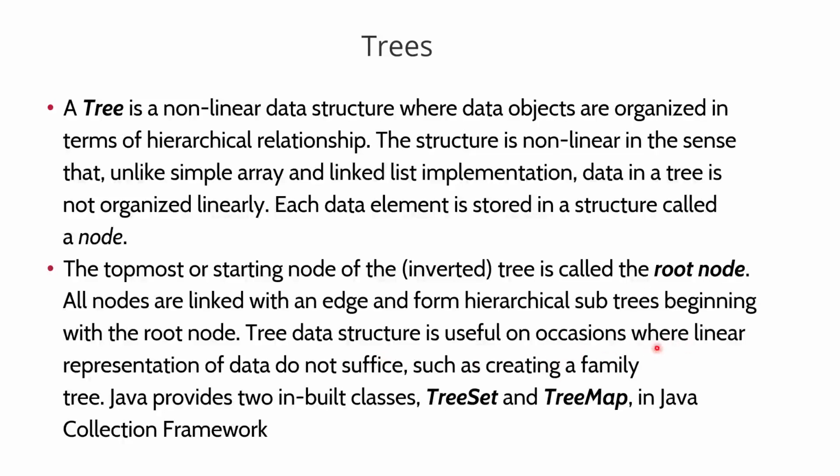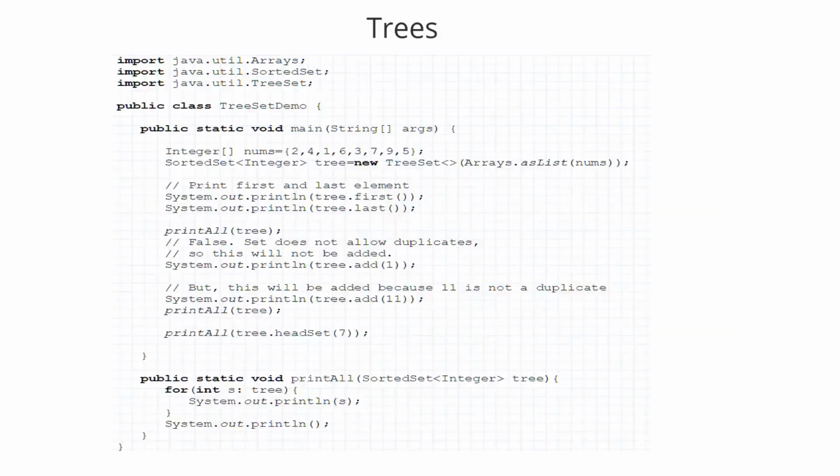A tree data structure is useful on occasions where the linear representation of data does not suffice, such as creating maybe a family tree. Java provides two built-in classes, TreeSet and TreeMap. If we instantiate these, we will be able to insert data into Java trees. And also from this, take away how your file system on your computer is organized, and take a look at the tree data structure. It's a really good way to visualize it and get a great understanding of how it works.